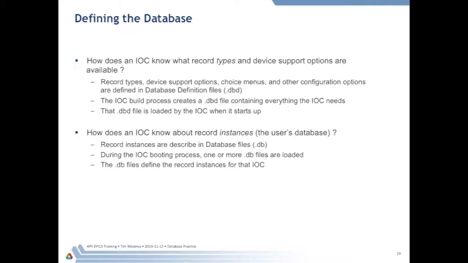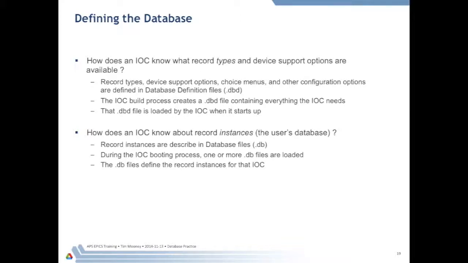And this is what database configuration tools will look at when they want to know what's the default value for the SDIS field or the DISV value for this particular record. It'll look there and it'll see it, right? This file is loaded by the IOC when it starts up, and this is really where all the information about which record types are going to be available to this IOC.